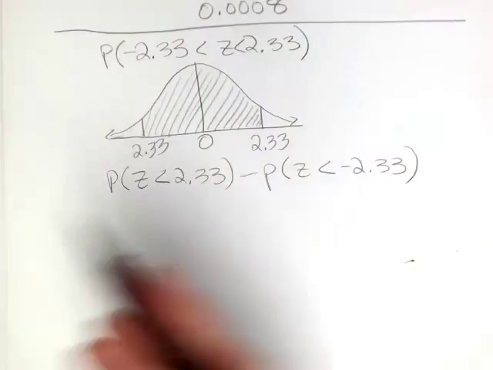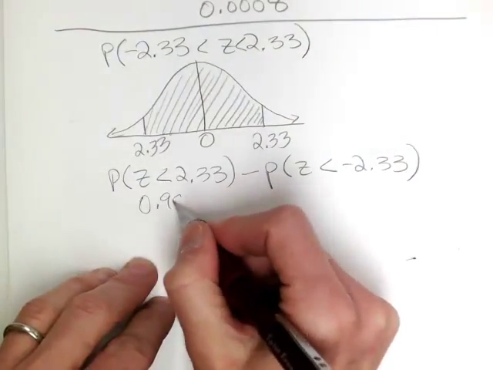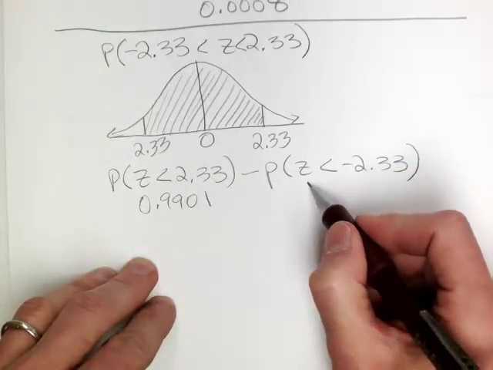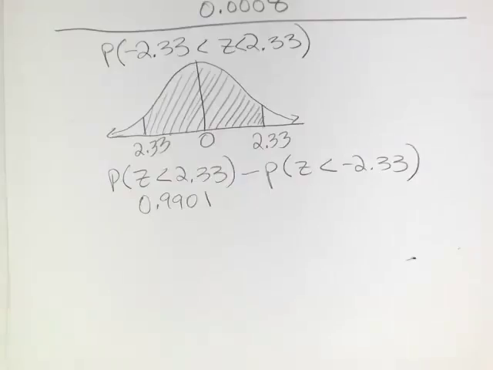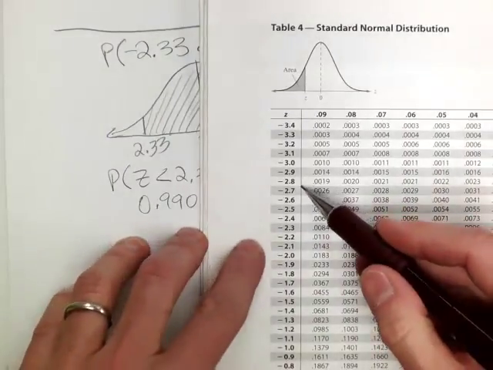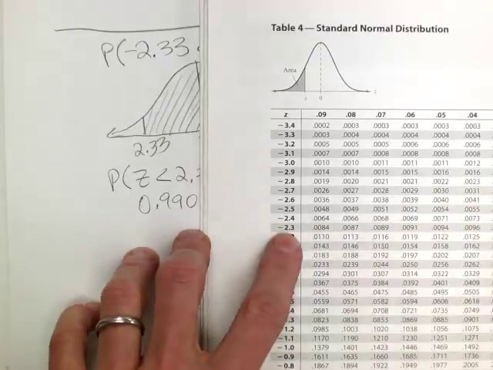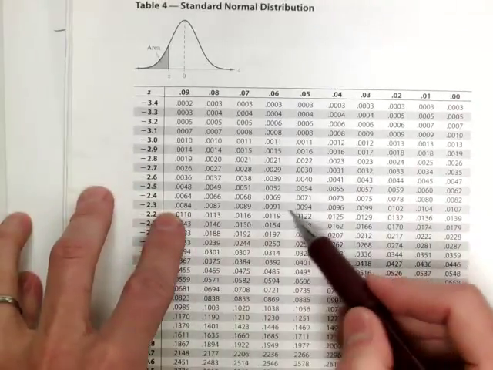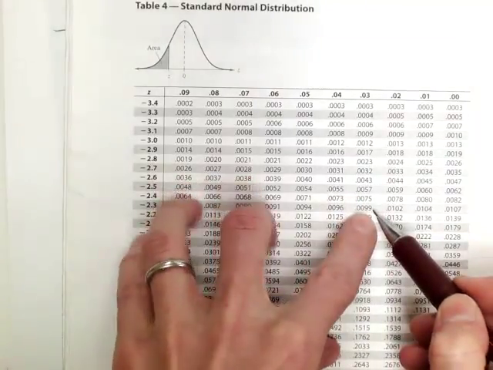Okay, so that's going to be 0.9901. That's this whole thing, and I want to subtract out this tail that I don't want. So I want to go back to the first page and look for negative 2.33. Okay, so it's a little tricky. So negative 2.33 right here.